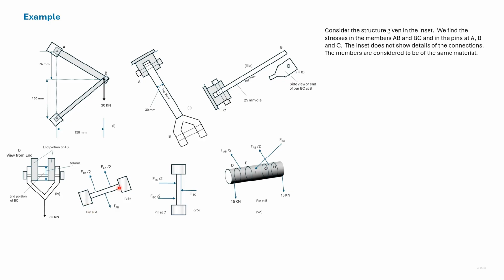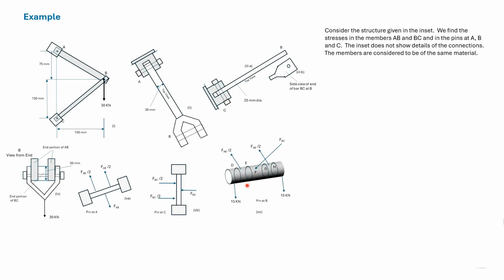Here we see the pin at A. Now, if the force in AB is FAB, then these are the forces that will act on the pin. So it will be subject to force FAB here and two forces FAB/2 here. And this is the figure of pin C here, and it will be subjected to a force FBC due to BC and two forces FBC/2 on the other side.